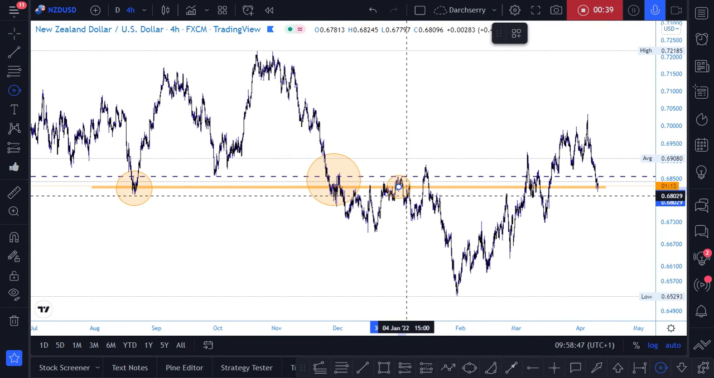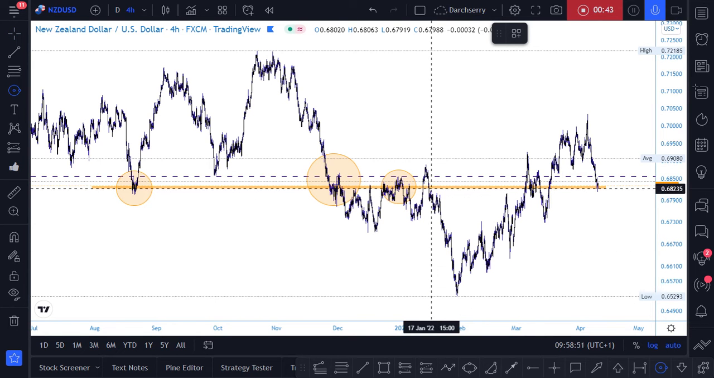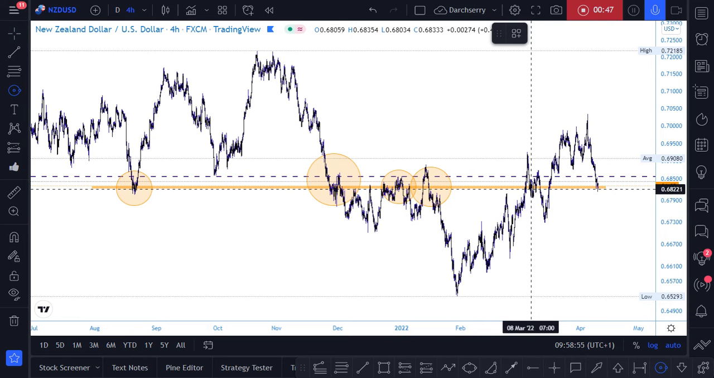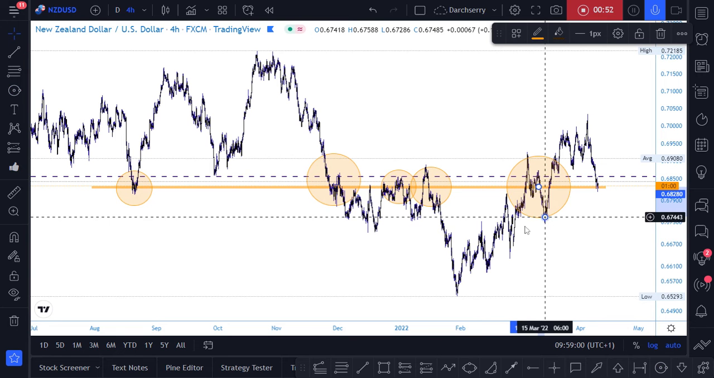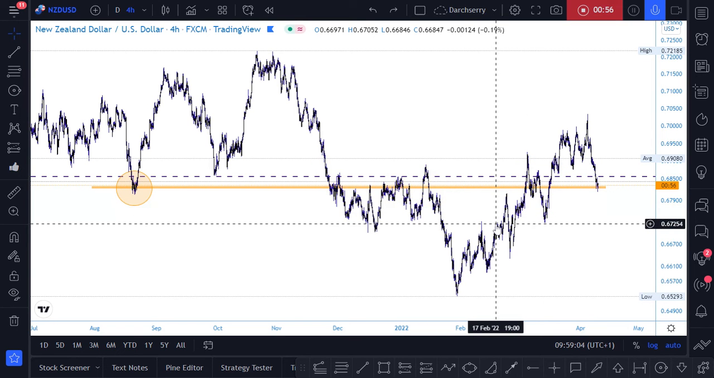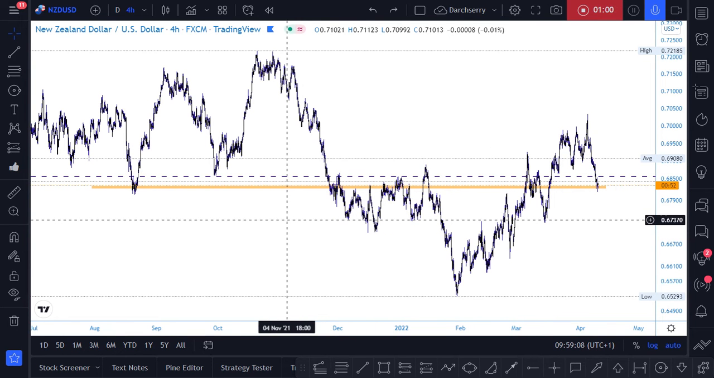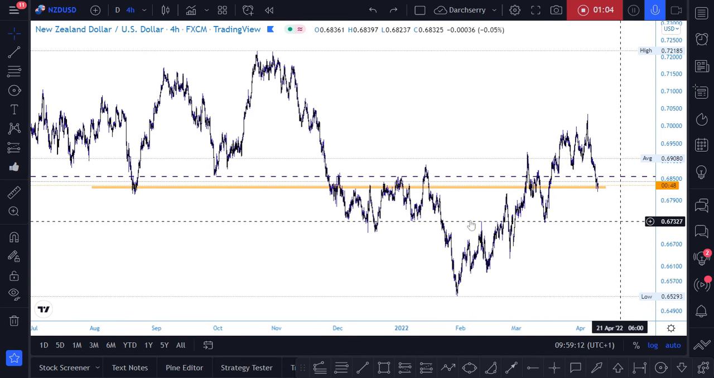And as you can see, we see rejections here, we see rejections also at this area. Then we saw a successful breakout and retest during the month of March, which gives us a sign that this is quite a very strong, significant level, which has held price either supported or rejected at one point in time.